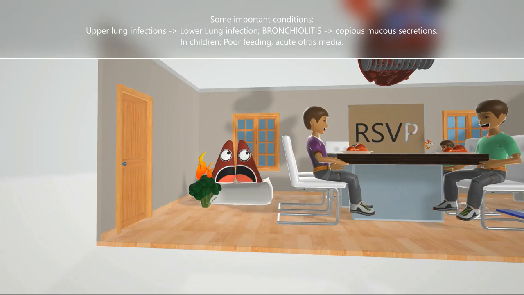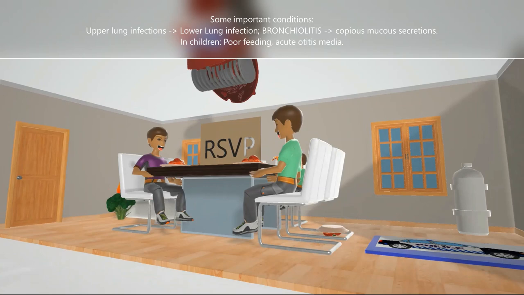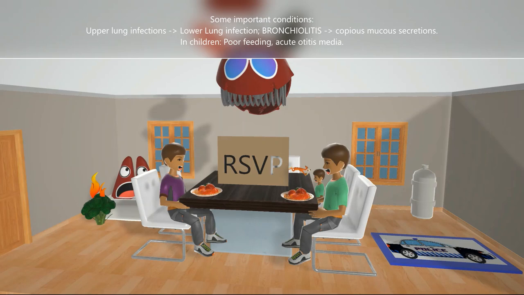RSV leads to bronchiolitis, and this leads to copious secretions. Patients develop thick mucus that occludes the bronchial tubes and small bronchi. Now let's look at the table. So here the family was eating dinner, but the kid, he threw his meal on the floor. This reminds us that infants with RSV are irritable and display poor feeding.